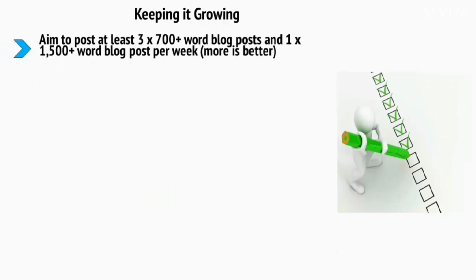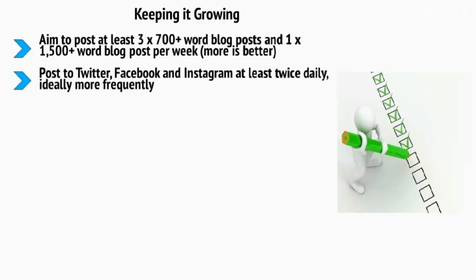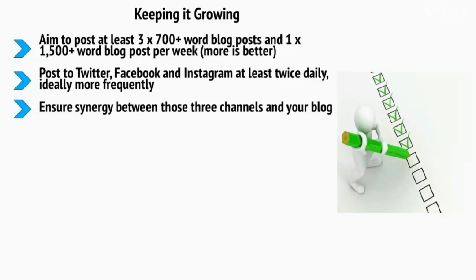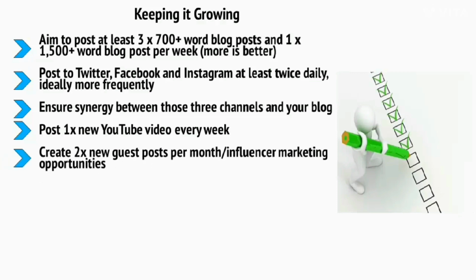Aim to post at least 3 times 700-plus word blog posts and 1 times 1500-plus word blog post per week. More is better. Post to Twitter, Facebook, and Instagram at least twice daily, ideally more frequently. Ensure synergy between those 3 channels and your blog. Post 1 new YouTube video every week. Create 2 new guest posts per month.